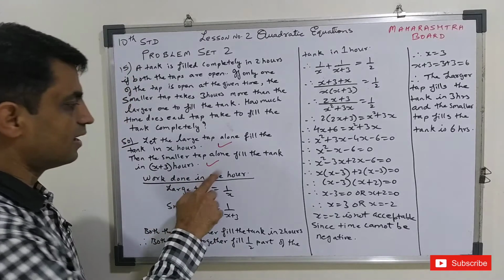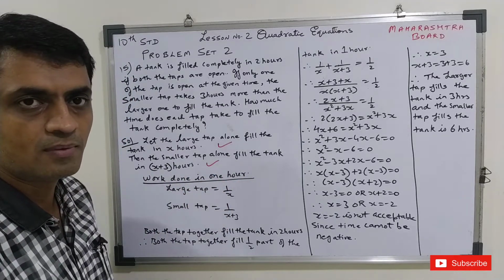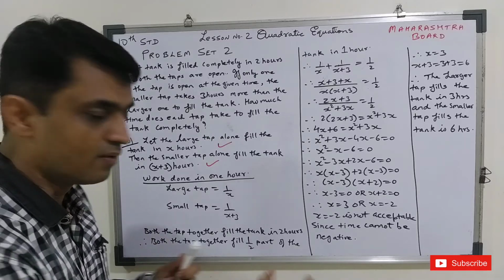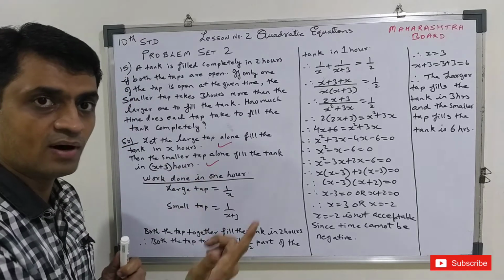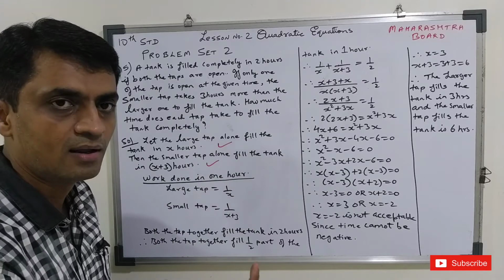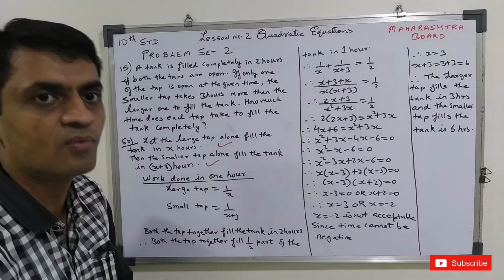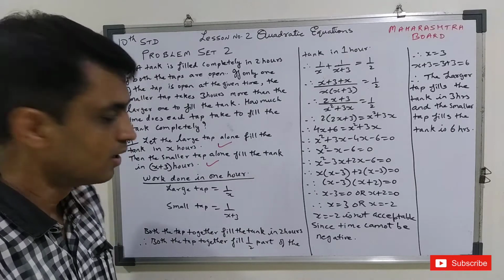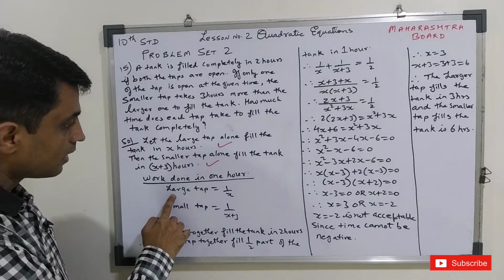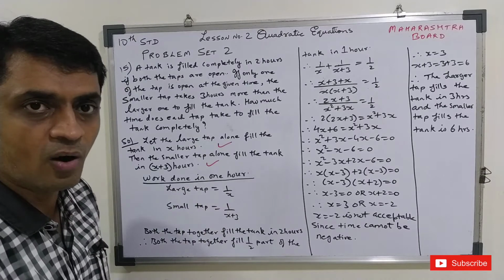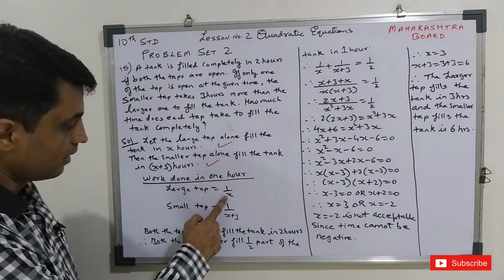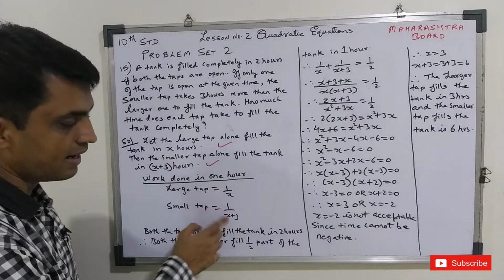It means the work done in 1 hour by both of them, not together, alone. If they are working alone for 1 hour, how much work will be done in 1 hour? Because this sum is related with the work. Taps are doing the work. What work? Filling the tank with water. So now, the large tap will do how much work? 1 upon x work. And the small tap will do how much? 1 upon x plus 3.